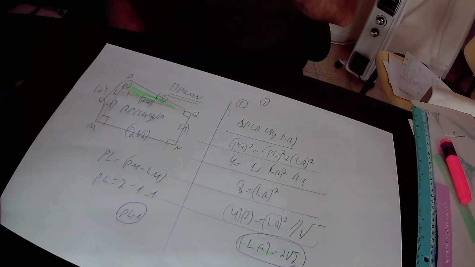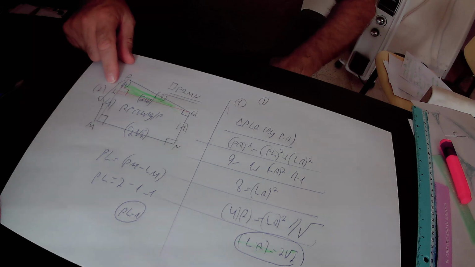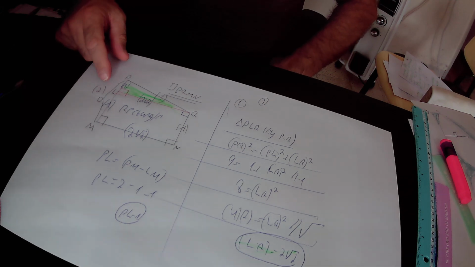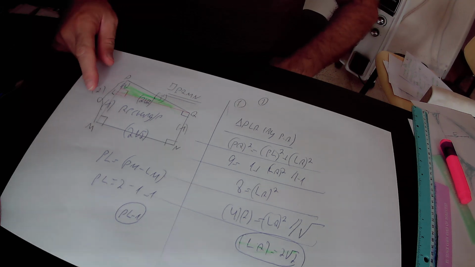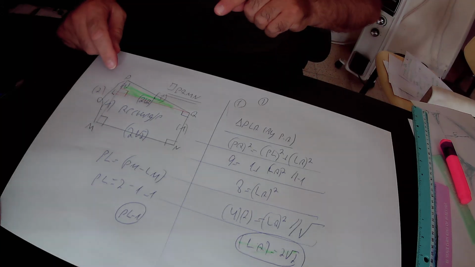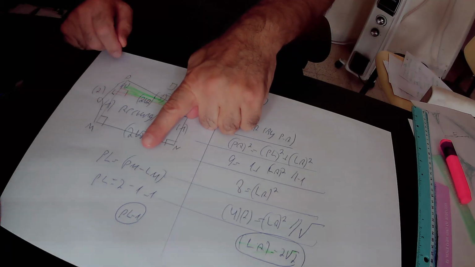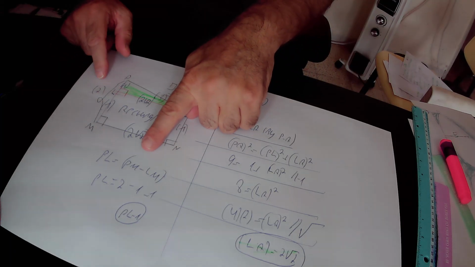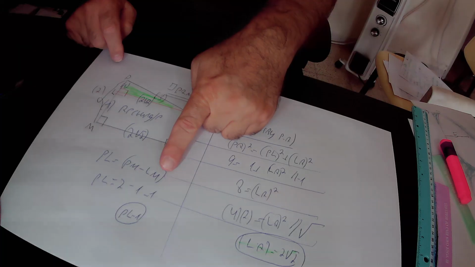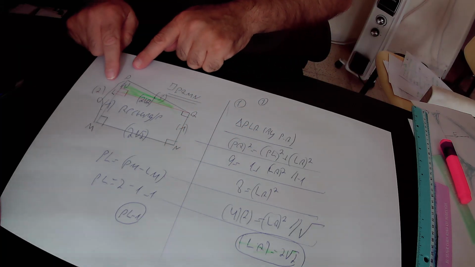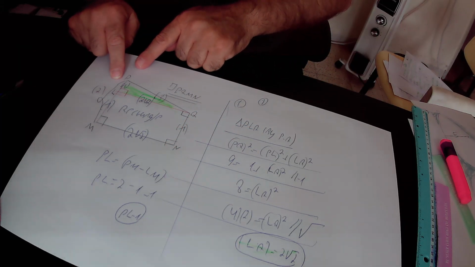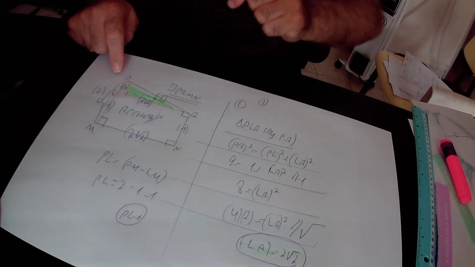What is the length of this line segment PL? PL equals PM minus LM. So PL equals PM, that is 2, minus LM, that is 1. So in total, PL equals 2 minus 1, that is 1. PL equals 1 unit.